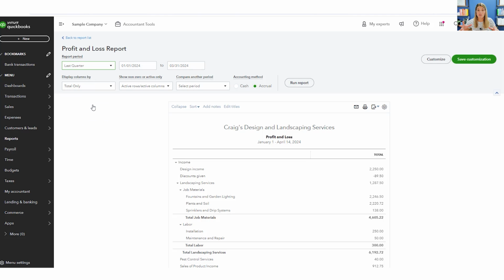In this hypothetical situation, the owner wants to take a quarterly distribution. So what I want to show you is what the quarterly profit looks like, and then we're going to talk about a distribution. So we're going to pull this report for last quarter, January 1st through March 31st, and then we are going to run this as cash and run the report.